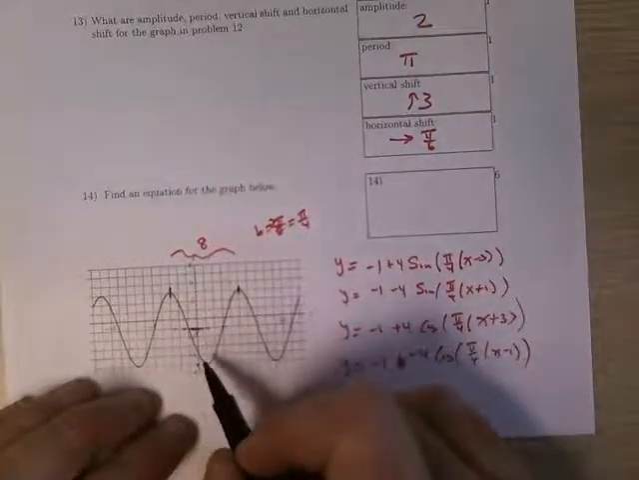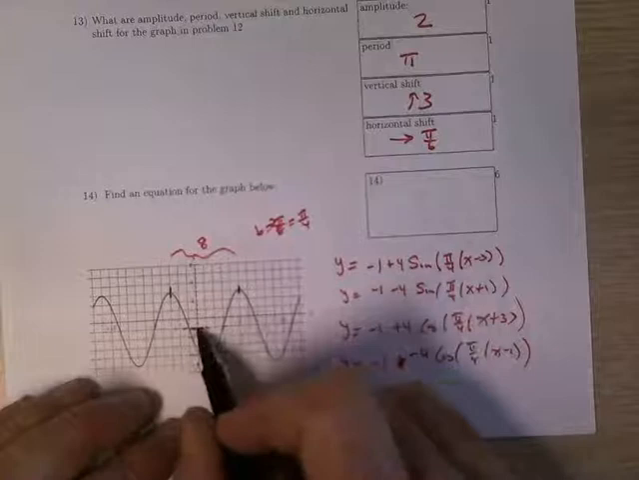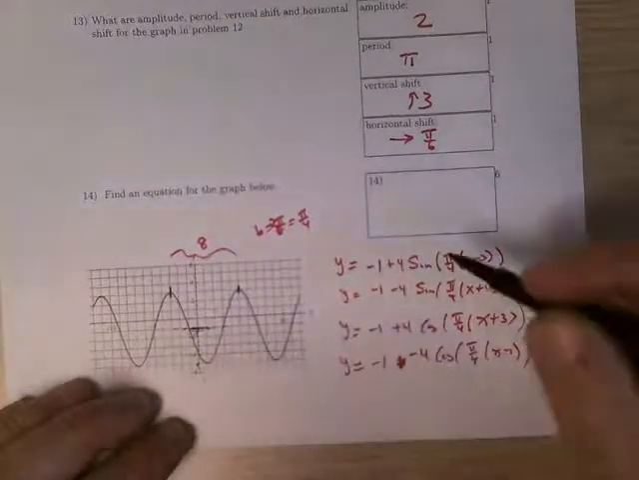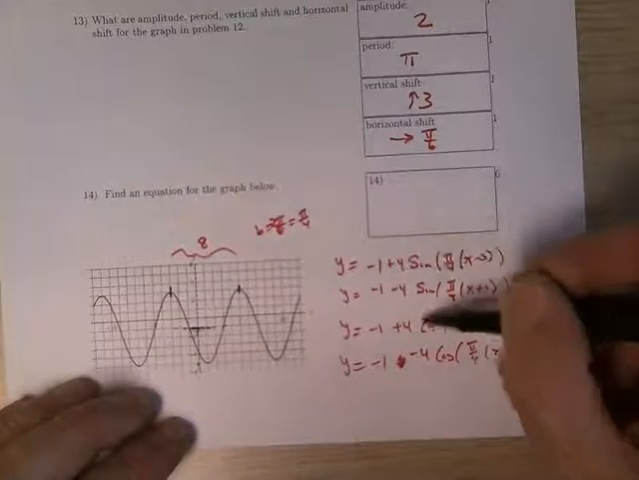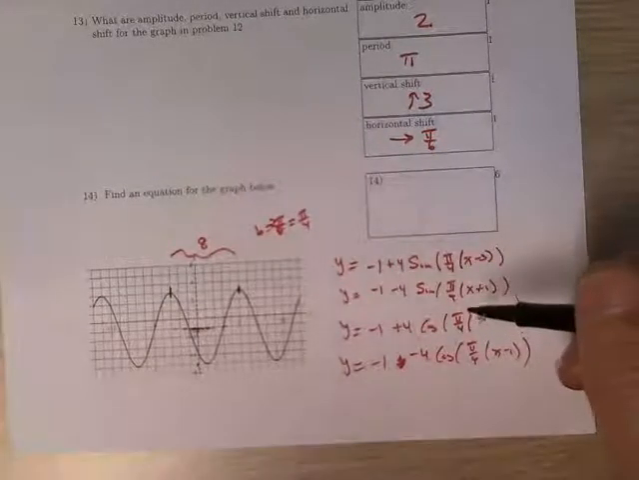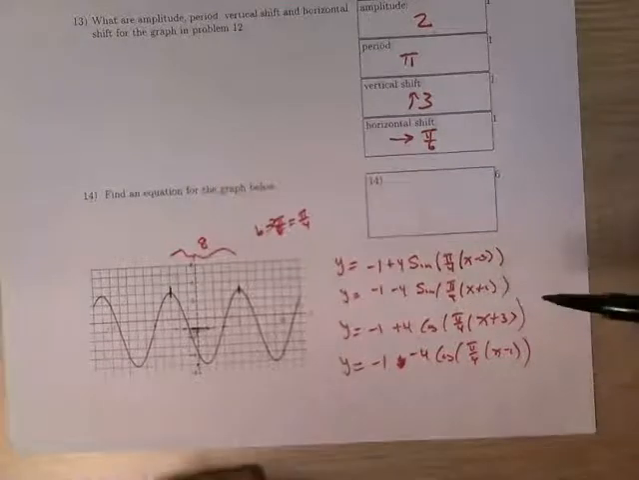Likewise, the amplitude is 4. From the midline up to the top, or from the midline down to the bottom, the distance is 4. So whether you call it a sine or a cosine, the amplitude is 4. The only thing that's going to change now is the horizontal shift.